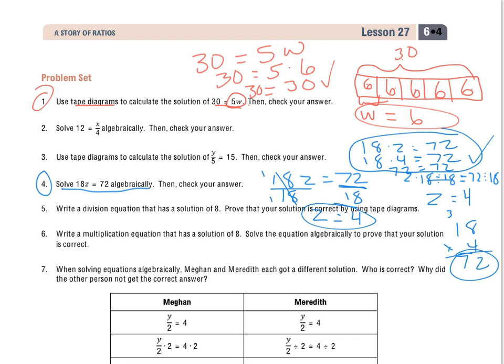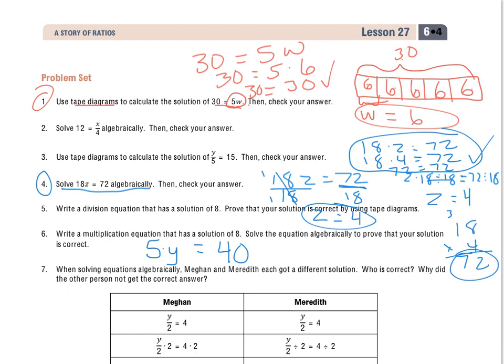Write a multiplication equation that has a solution of 8, meaning when we talk about solution, it's the value or values that go for a variable to make the equation true. So I need to create one that has a solution of 8, meaning when I solve it out, I'm going to get 8 for my variable. So I'm going to do a very basic one. 5y equals 40. And the reason why I chose that equation is I know 5 times 8 equals 40.